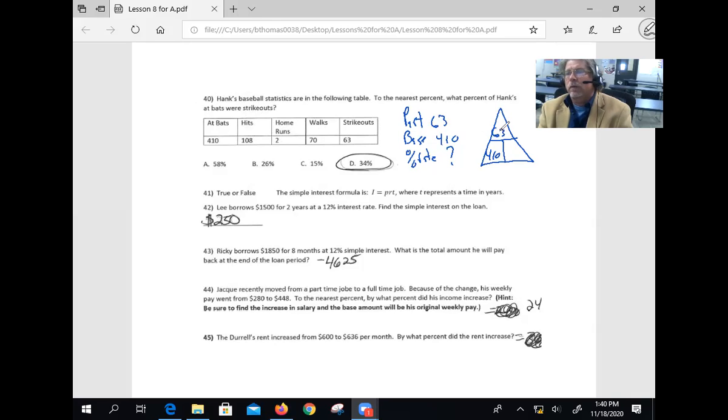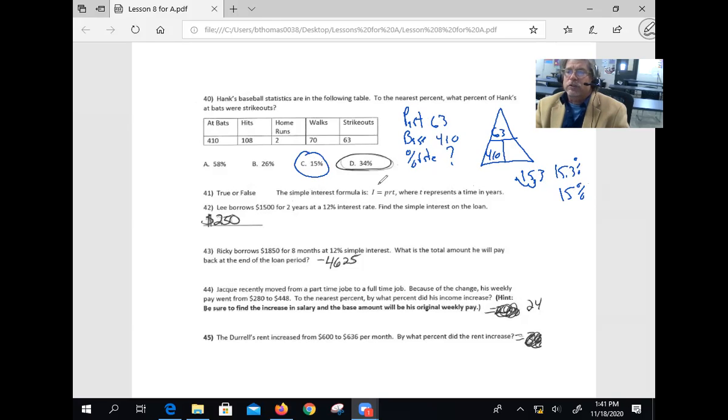And since we know the part and the base, and we're looking for the percent, this tells me to divide. So using my calculator, I would divide 63 by 410, and that's going to give me 0.153. So remember, that's in decimal form. You still got to move the decimal 2 places to the right to make it a percent. And it says to the nearest percent. So 15.3%, is that going to be closer to 15% or 16%? And to me, that's going to be closer to 15%. So that's why we should have chosen C as our answer, because 15.3% is closer to 15%.